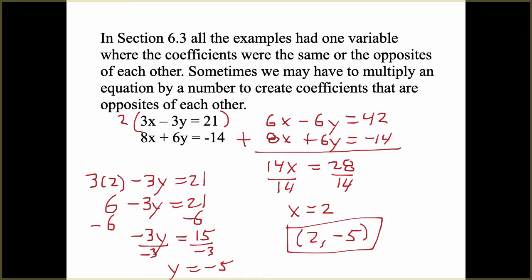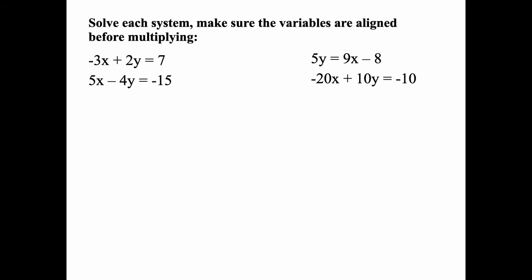All right, so what we have to do sometimes is create opposite coefficients so we can add these equations together and eliminate one of the variables. And that's what we'll be doing today. All right, so here it says solve each system. Make sure the variables are aligned before you do any multiplication.